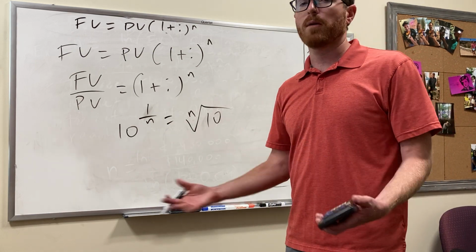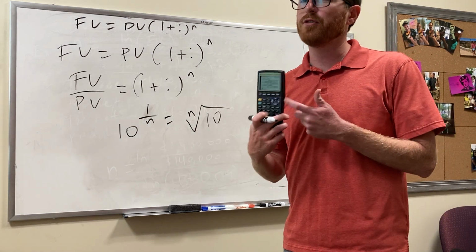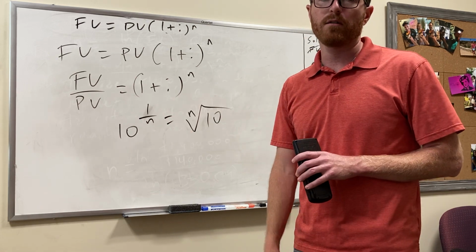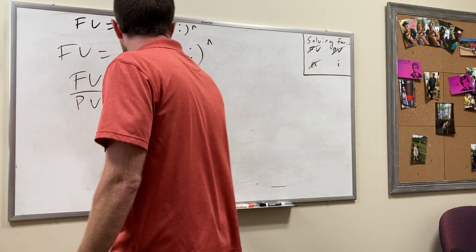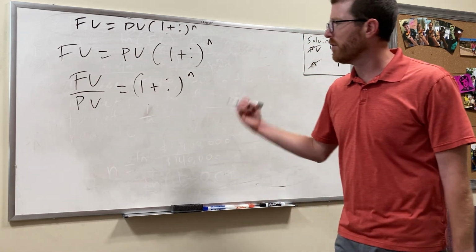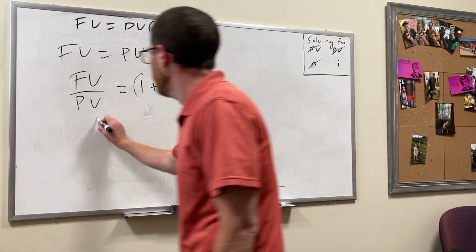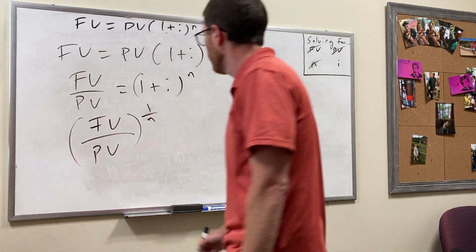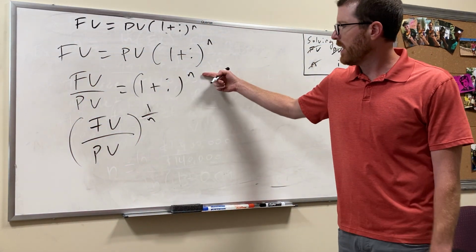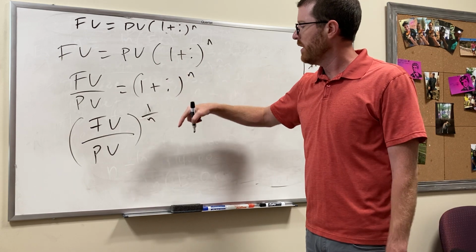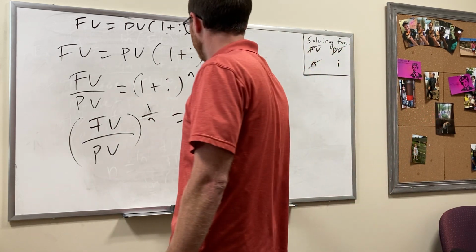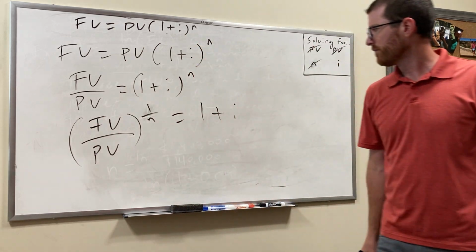We don't really care so much about the math, because frankly, the calculator is going to do most of the work for us. We just have to make sure that we're setting everything up correctly, all right? So I'm going to raise both sides of this equation to the 1 over n. The left-hand side is raised to the 1 over n, and when you do that, effectively you cancel out the n. And so this is now just 1 plus I.